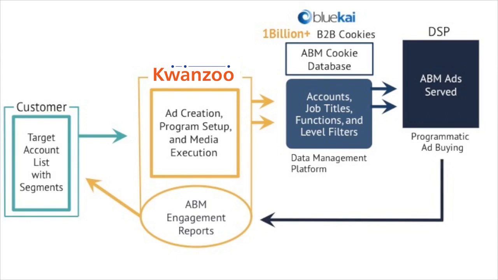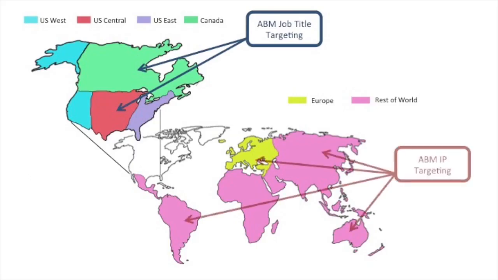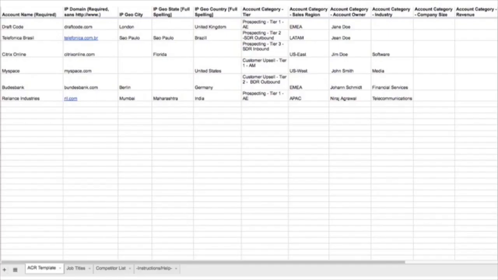While we've just covered an ABM job title targeting program execution, using online cookies, you can also use your platform to run an ABM IP targeting program execution when you need to reach accounts in EMEA, APAC, LATAM, or other global regions outside North America and the UK. Let's begin with your account list.